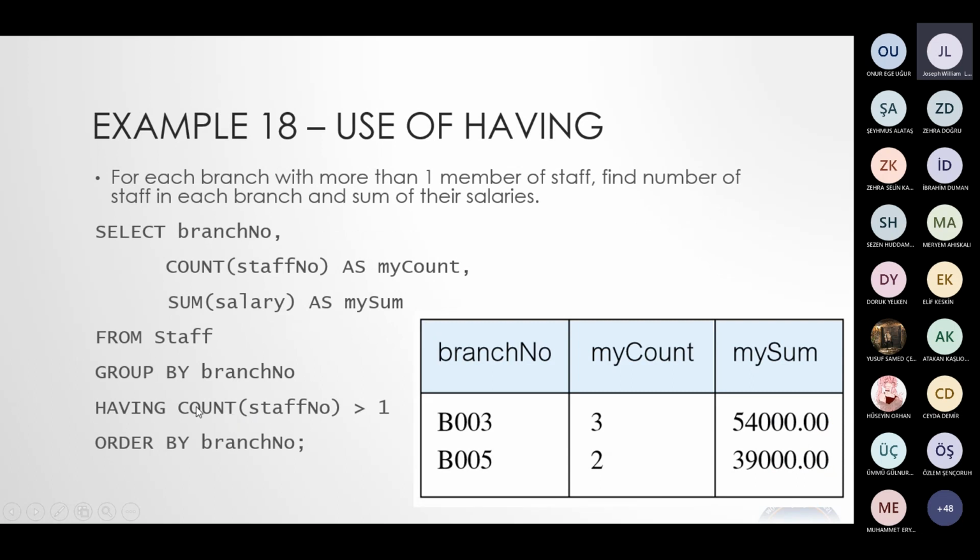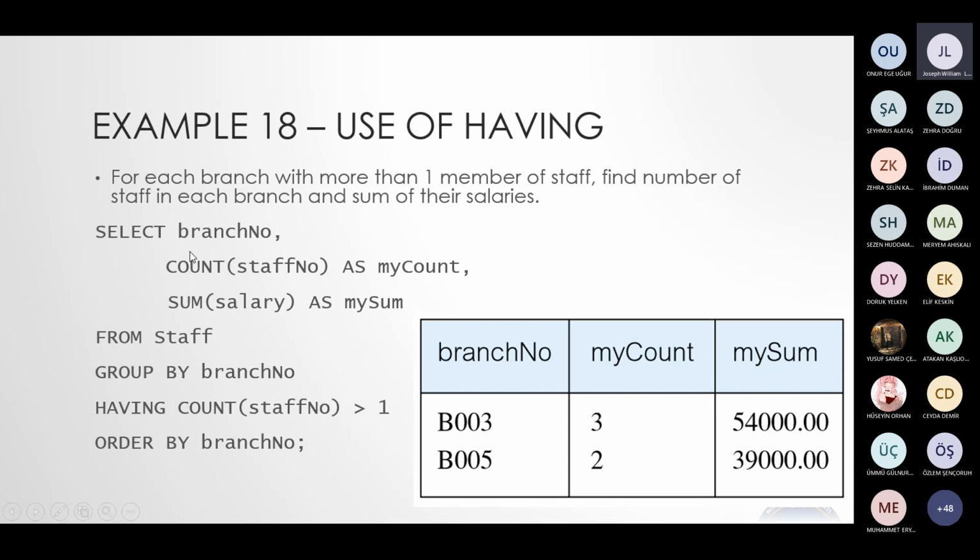Because I can say I don't want to see the results where the count of the staff number was not greater than 1. So it limited the results. It only showed me results where the count of staff number is greater than 1, so 2 or 3 or more. So again, this has a Boolean expression here. It works like a WHERE clause, but it's not the same as a WHERE clause.